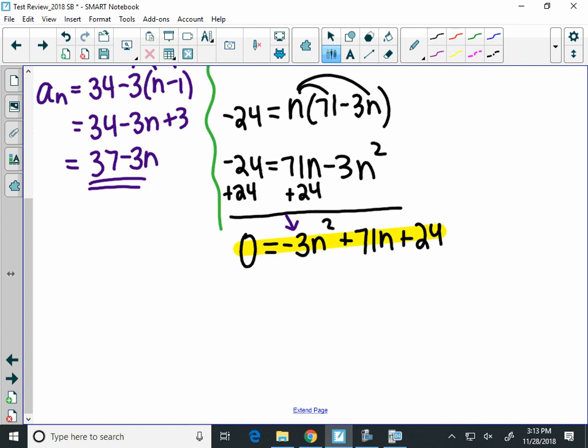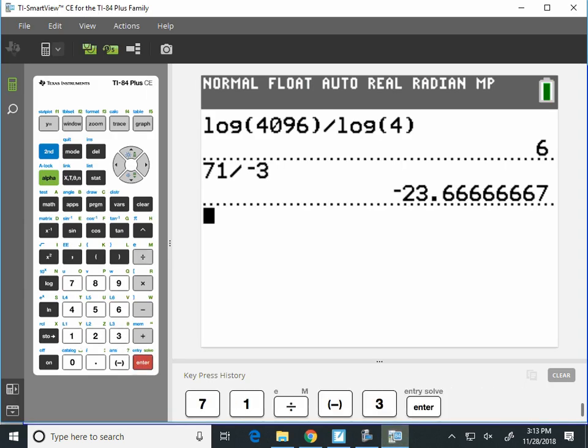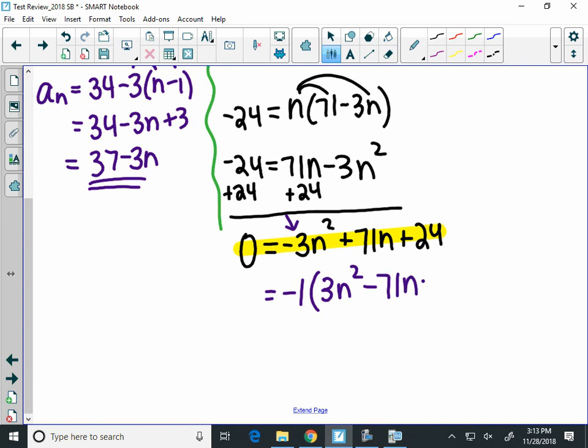So the first thing I want to do is I actually want to see if there's a GCF, because negative 3 and 24 have a GCF. I want to see if negative 3 goes into 71. So let's try. 71 divided by negative 3. No, unfortunately there was no GCF with 3 there. So instead of negative 3, why don't we factor out a negative 1? Because at least if I factor out negative 1, I can now factor this, right? So I now have negative 1 times 3n squared minus 71n minus 24.